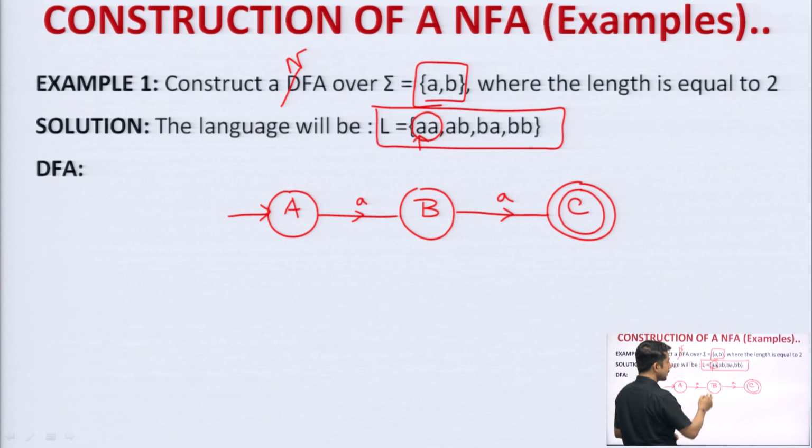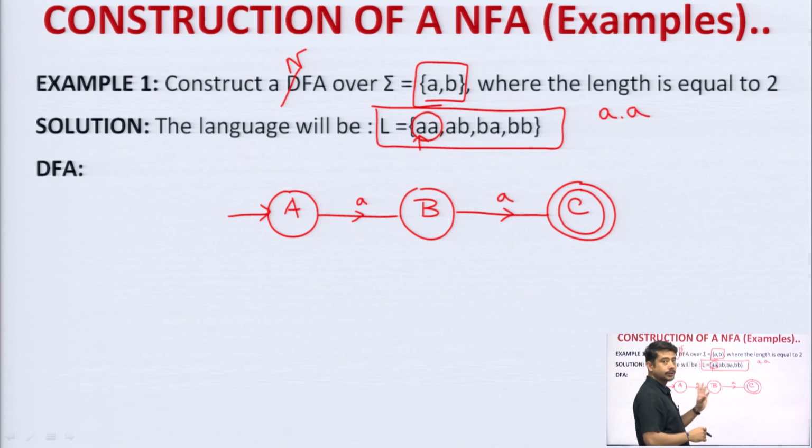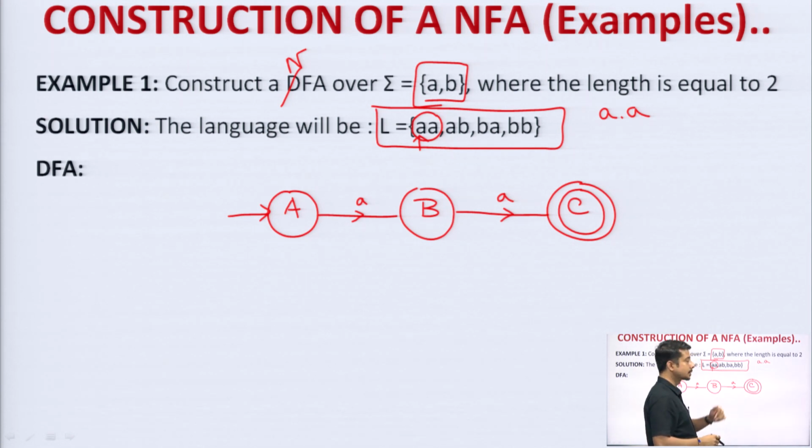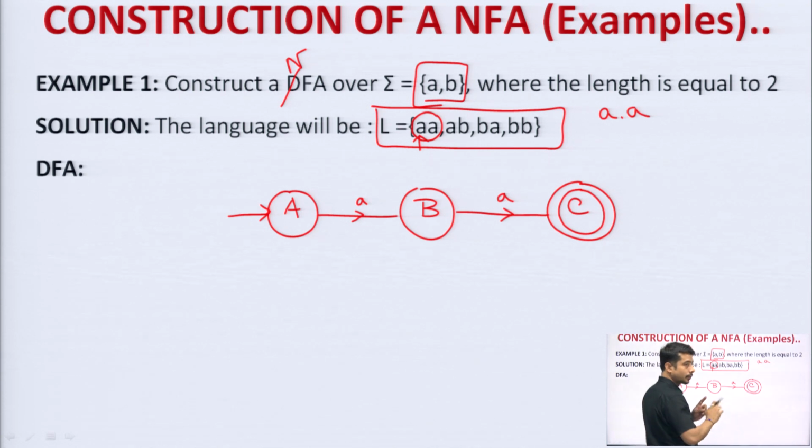Always remember this A means A dot A. We will discuss this concept in unit number 2 while discussing regular expressions. But as of now, when we are having two alphabets together, that means they are divided by states. You cannot put these two alphabets together in the same transition.